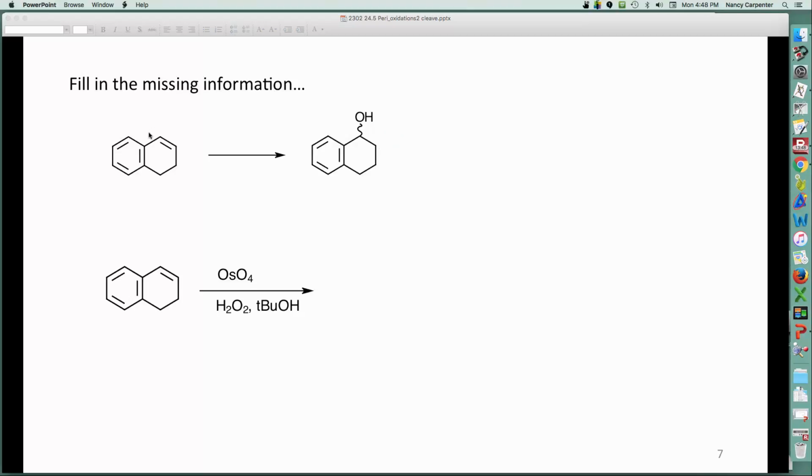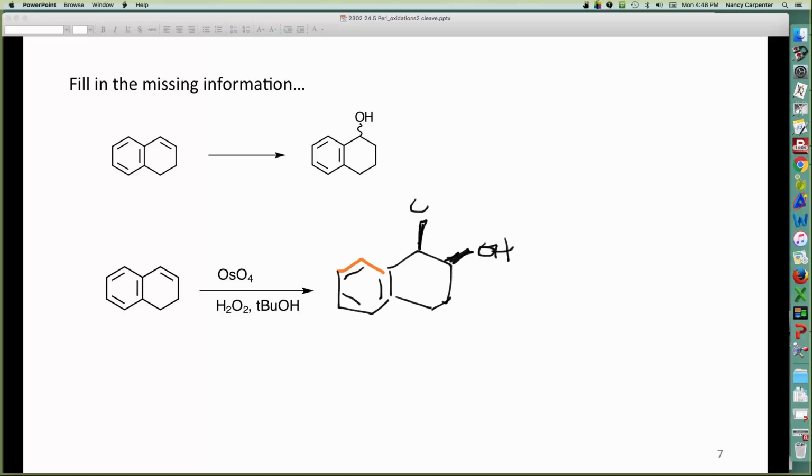Question number 2. Fill in the missing information. What do I get when I add osmium tetroxide in the presence of hydrogen peroxide with t-butanol as a co-solvent? No periodate added. Yep. I'm just going to get a Halloween colored syn diol. Looks good. And of course you can approach from the top side or the bottom side, so I get a racemic mixture here.